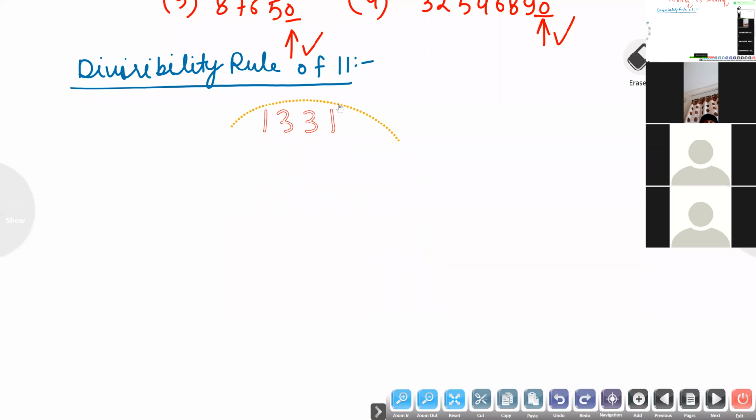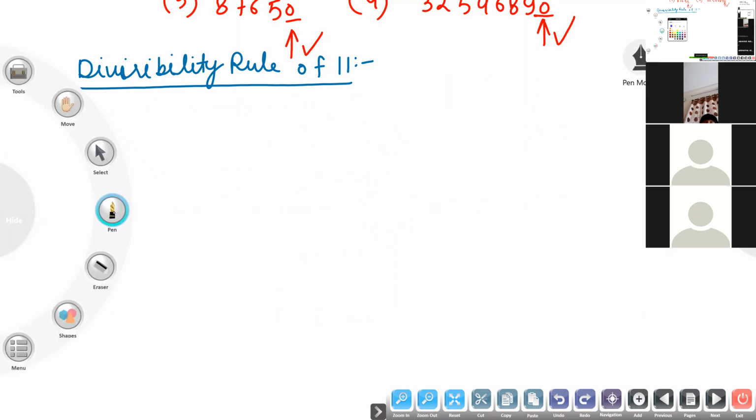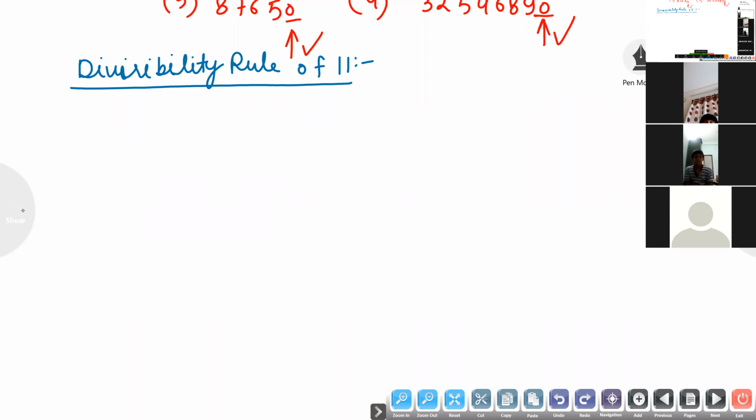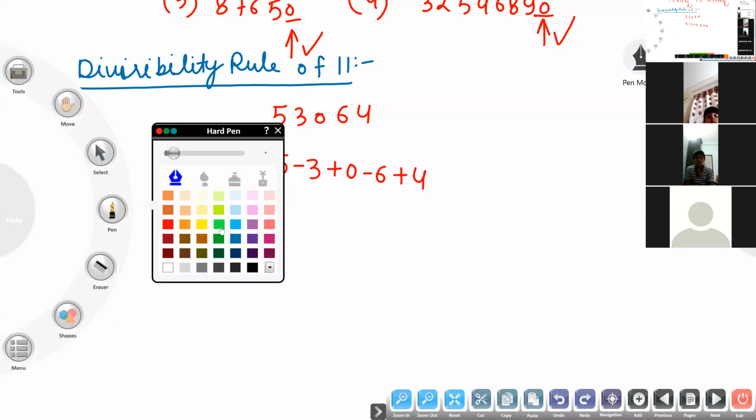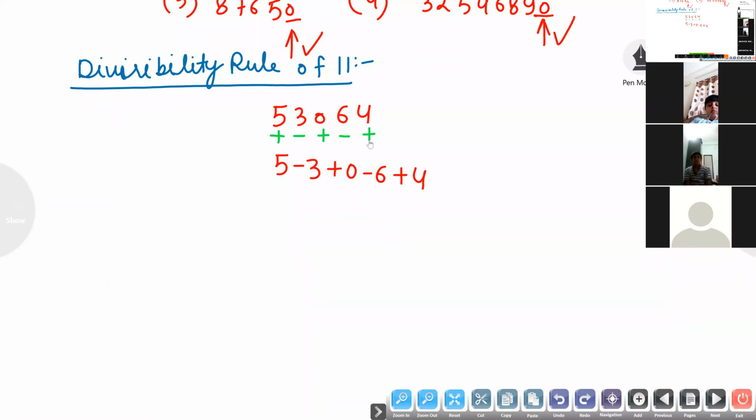Again I am explaining, listen carefully. One more example I am writing, concentrate everyone. Suppose I am writing 53064. Listen carefully everyone. Just now I told you first number plus 5 minus 3 plus 0 minus 6 plus 4. This is the procedure: plus minus plus minus plus. Plus 5 minus 3 plus 0 minus 6 plus 4.